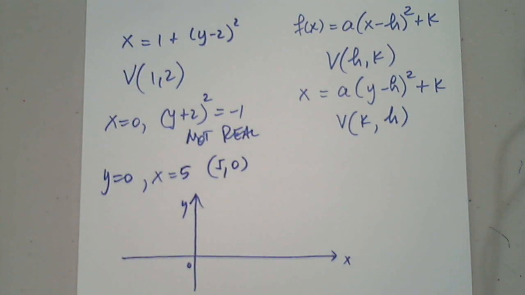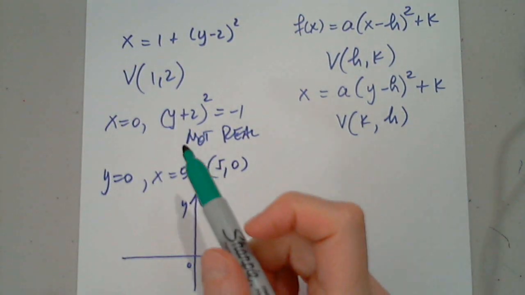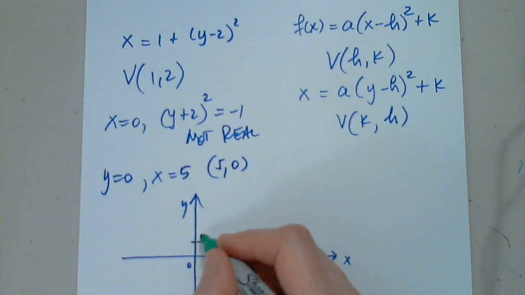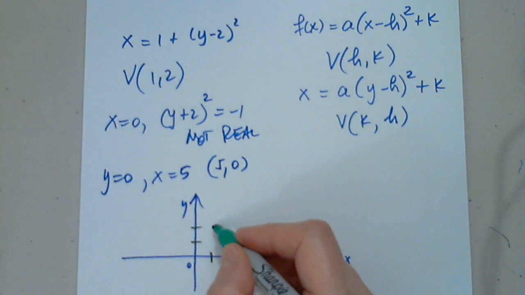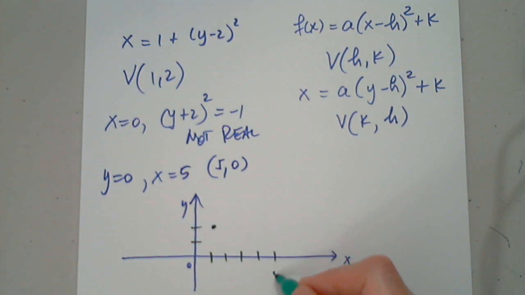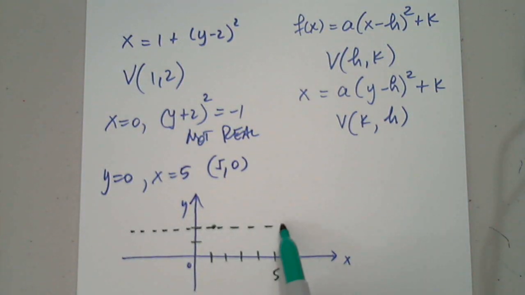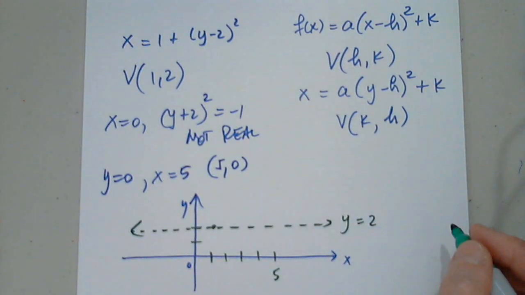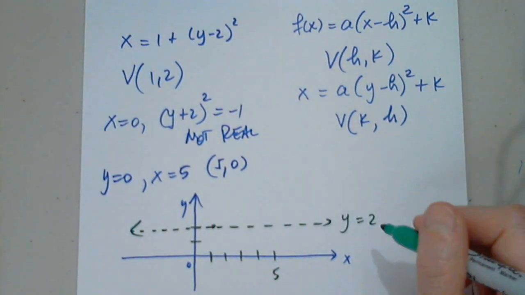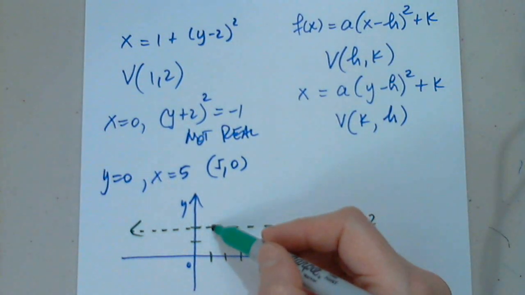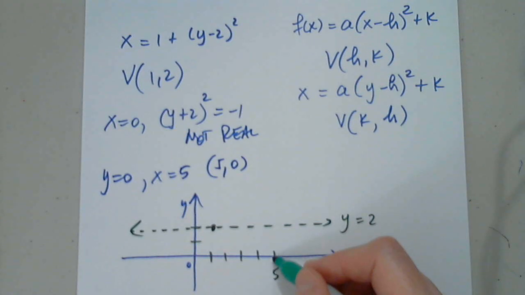Okay. The vertex, 1 comma 2. 1, 2, 3, 4, 5. Axis of symmetry. So y equals 2 is the axis of symmetry. And how do I know that? It's because this is the vertex and it crosses here.